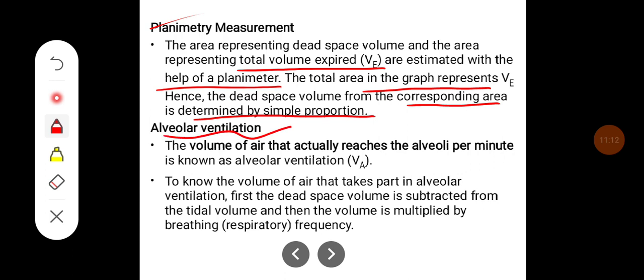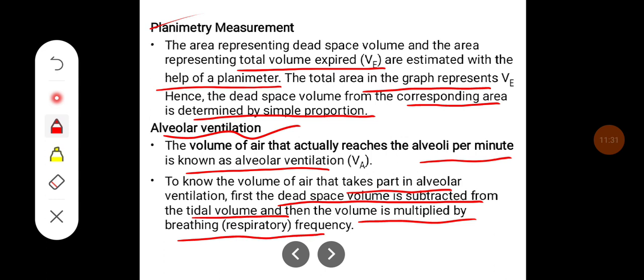Alveolar ventilation. The volume of air that actually reaches the alveoli per minute is known as alveolar ventilation. To know the volume of air that takes part in alveolar ventilation, first the dead space volume is subtracted from the tidal volume and then this volume is multiplied by breathing frequency.